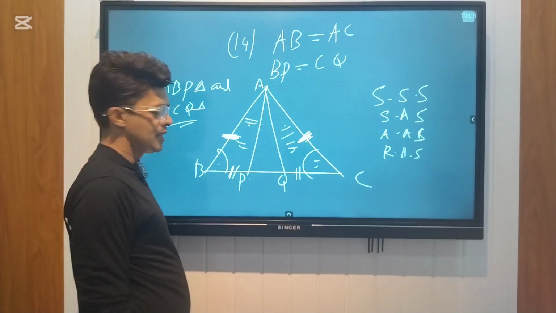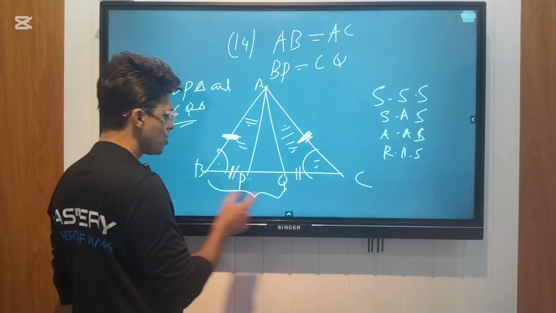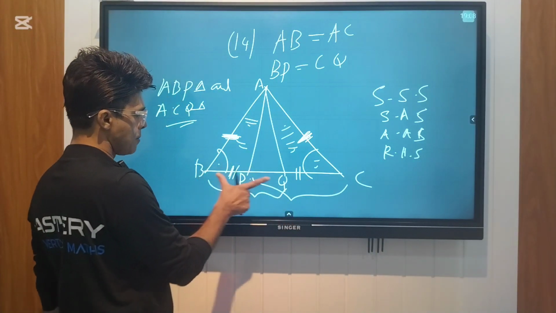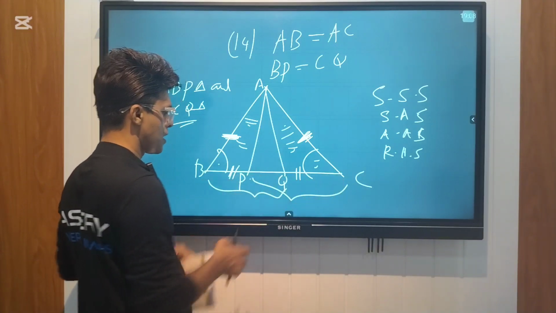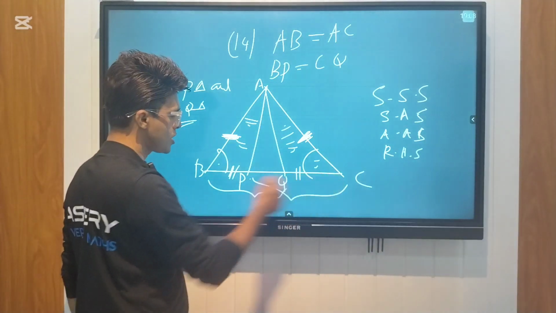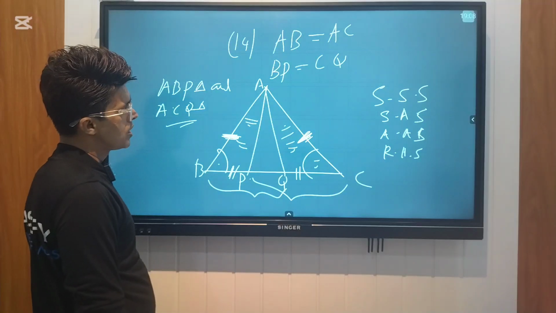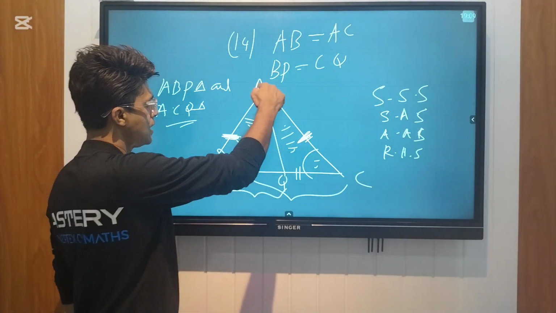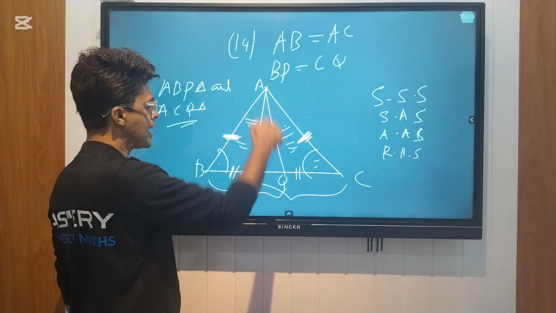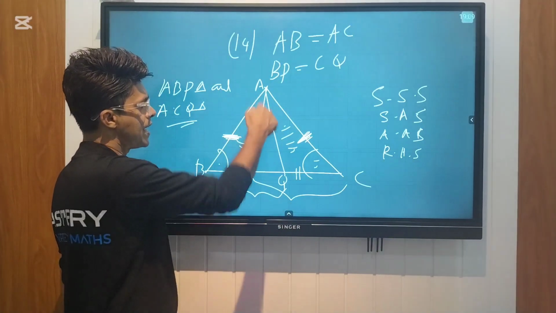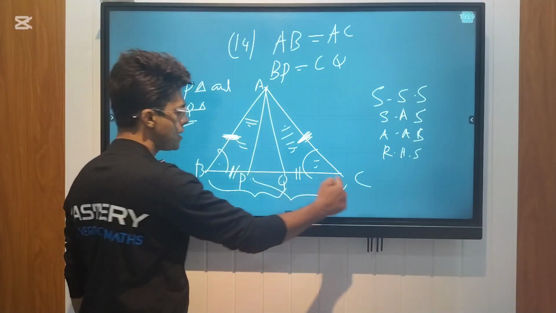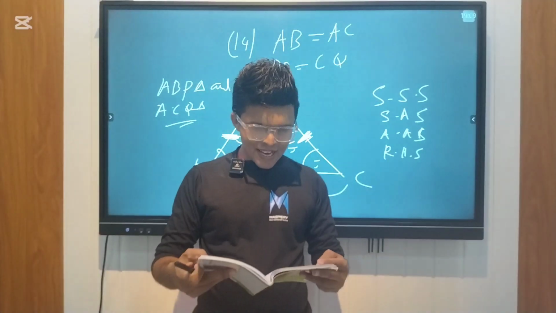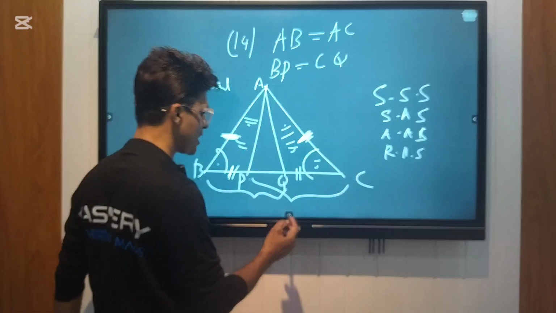PQ is a common side. Therefore BQ should equal CP. BQ equals CP. Therefore we are able to get the other pair of triangles: triangle AQB and triangle APC. These triangles are also congruent. Okay, let's do the 15th question.